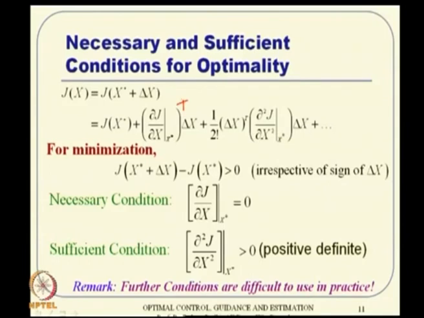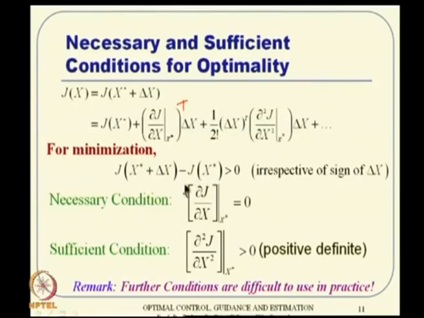Because we talk about del J by del x being a column vector, the multiplication will be defined only when it is a row vector. Anyway, so this is what it is: del J by del x evaluated at x star, transpose, and things like that. So, for minimization, again to summarize, we want this to be strictly positive.